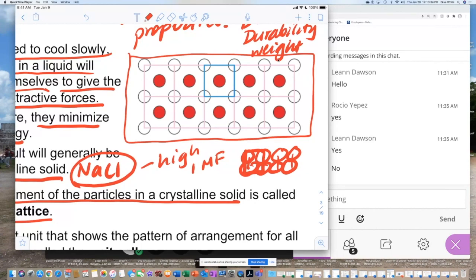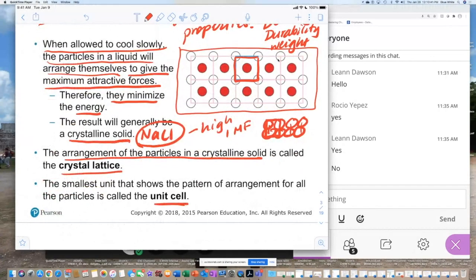So that small portion in the solid that's isolated to be studied is called the unit cell. This is the smallest unit that shows the pattern of arrangement for all the particles in the matrix. So you have all these atoms arranged, you find a small part, and then study that and apply it to the rest of it. But the small part you find is very unique. It shows the pattern for all the particles.